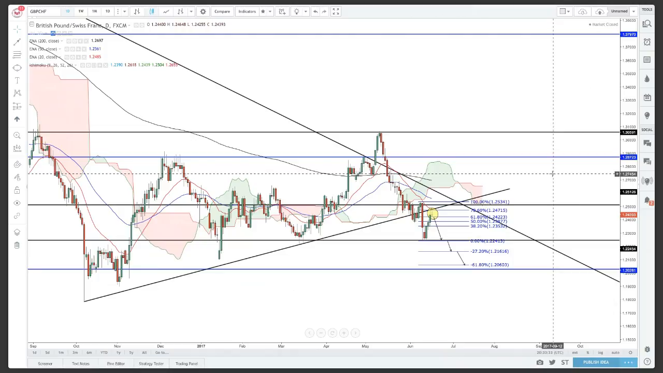Thursday and Friday are both quiet days with only one release for the Canadian dollar on Thursday, followed by another release for the Canadian dollar on Friday. And we also have one release for the US dollar on Friday as well.